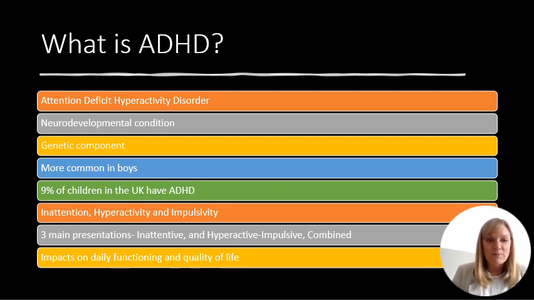We've talked about the three main presentations. So it's characterised by inattention, hyperactivity and impulsivity. You've got the inattentive presentation, the hyperactive and impulsive presentation, and the combined type. And then finally, one of the key things when you're being diagnosed with ADHD is that it needs to impact on your daily functioning and quality of life.